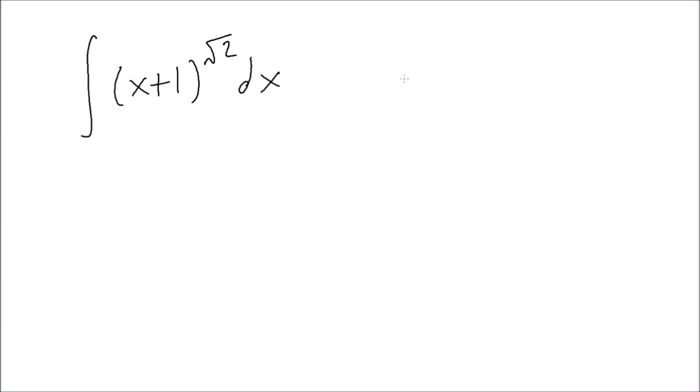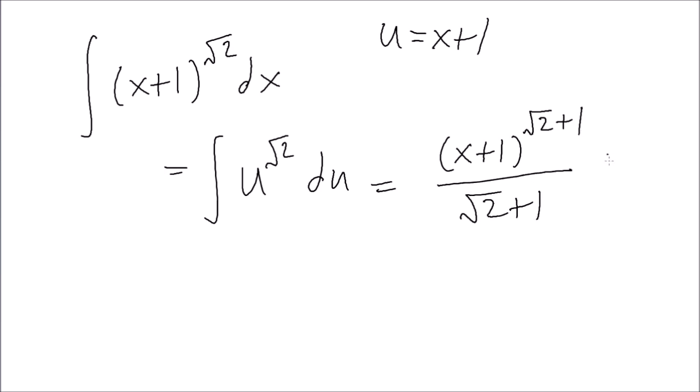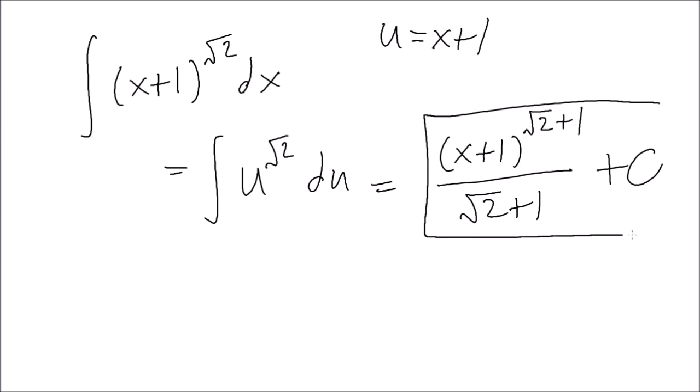Again, this is just basic substitution. Don't let scary constants intimidate you. It's just a constant. So just let u equal x plus 1. This is just u to the square root of 2 du. So the answer is just (x plus 1) to the power of root 2 plus 1, over square root of 2 plus 1, plus c. And that's all you have to do. Don't let constants scare you.